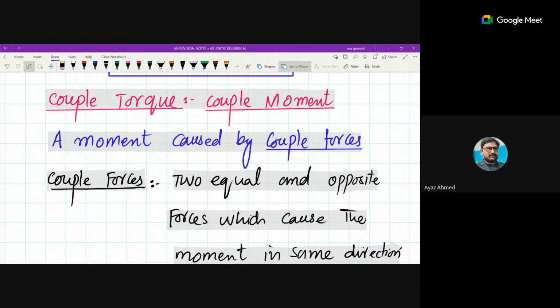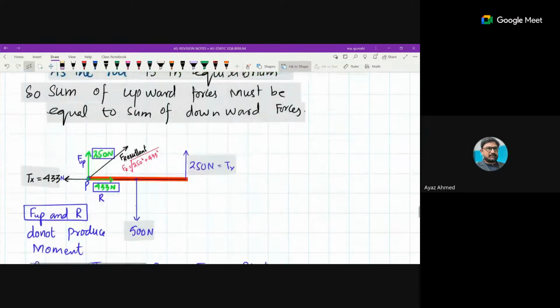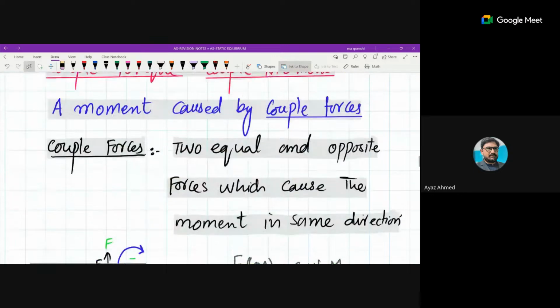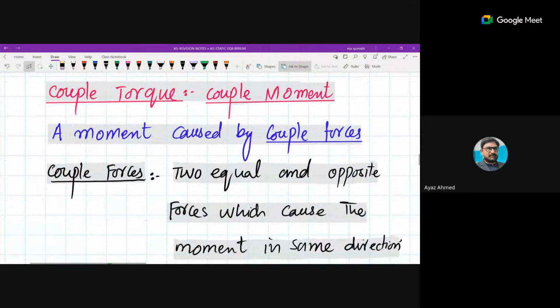Once the theory is done, then I will move to the topical questions, and then you will have a more developed concept. Okay, right after that, let's talk about couple of torque.